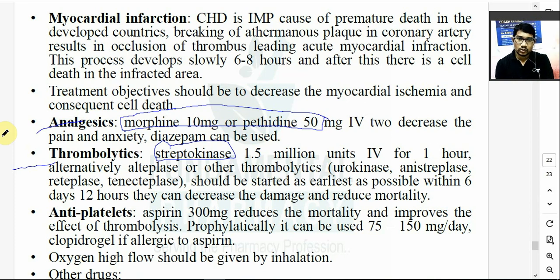So streptokinase 1.5 million units intravenously for 1 hour. Alternatively, you can use alteplase and other thrombolytics like urokinase, etectase. So they should be started as early as possible, within 6 to 12 hours.